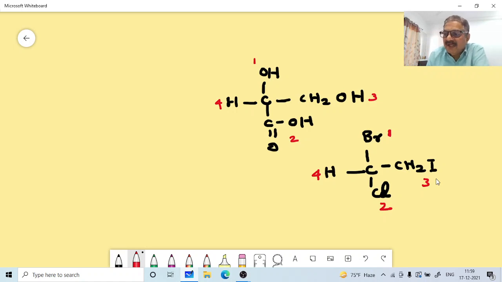Now, once these priorities are assigned to the 4 atoms or groups around the stereogenic center, the next step will be designating the stereoisomer as R or S. That means the first procedure here is assigning the priorities. Once these priorities are assigned to the 4 groups around the stereogenic center, then in 3 steps we can designate the center as either R or S. Now we will just show it with the help of 2-butanol. One example, we will see that.